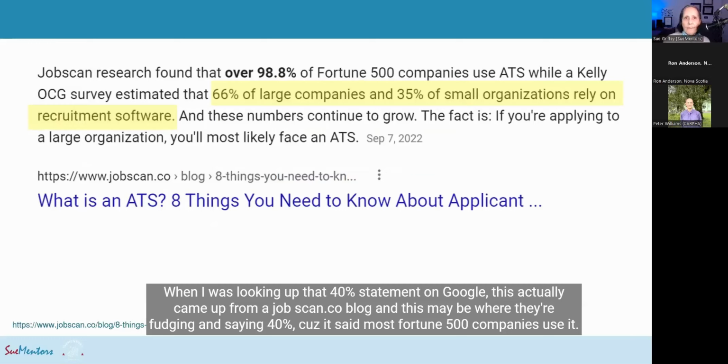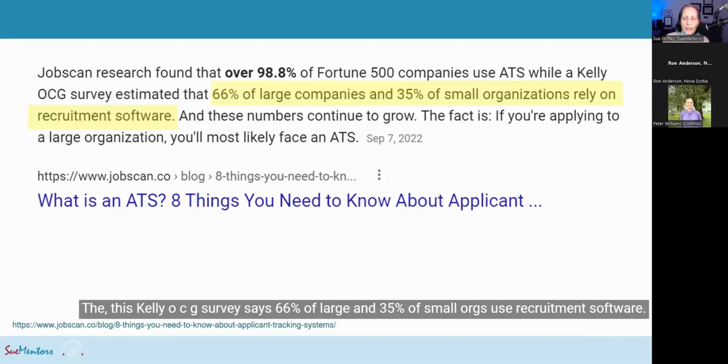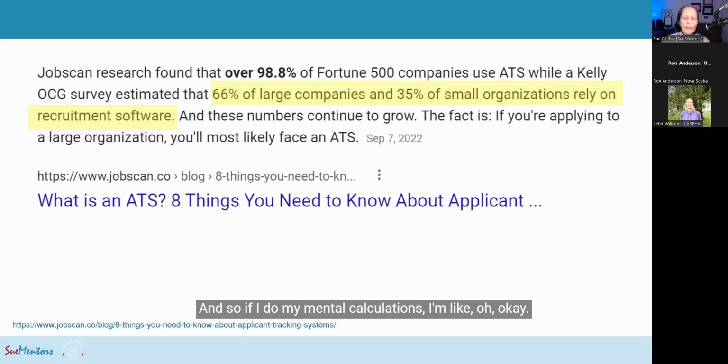When I was looking up that 40% statement on Google, this actually came up from a jobscan.co blog. And this may be where they're fudging and saying 40%, because it said most Fortune 500 companies use an ATS. This Kelly OCG survey says 66% of large and 35% of small orgs use recruitment software. And so if I do my mental calculations, I'm like, oh, okay, they probably invented 40% somewhere.